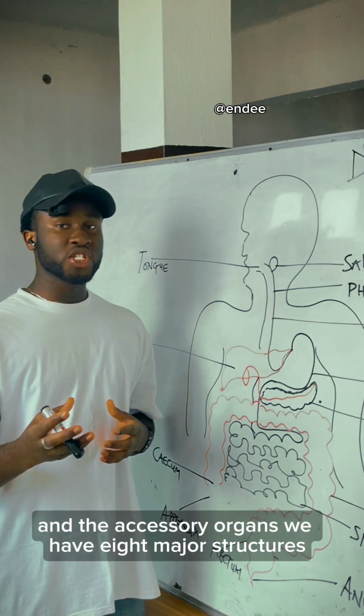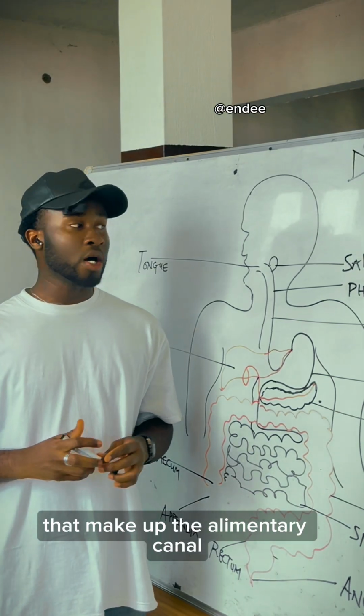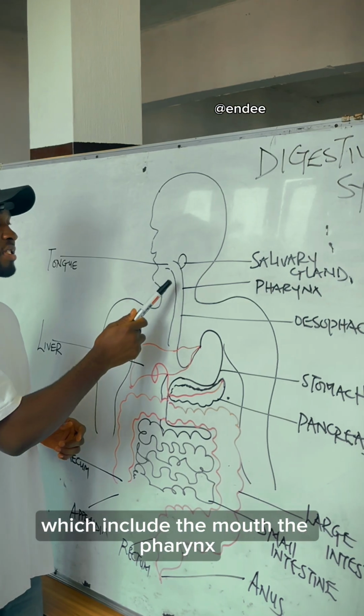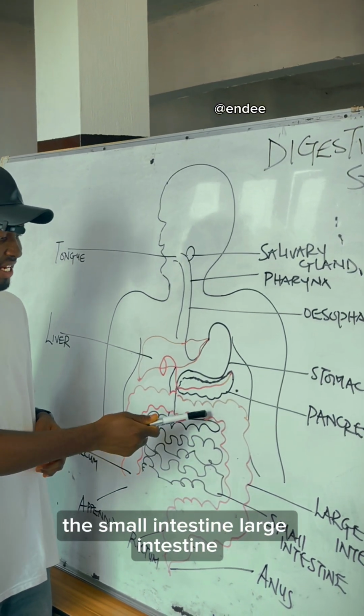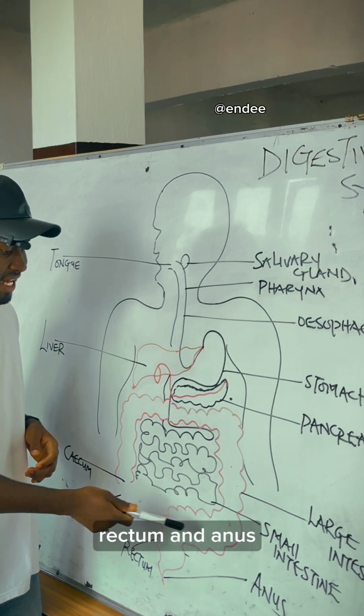We have 8 major structures that make up the alimentary canal, which include the mouth, the pharynx, the esophagus, the stomach, the small intestine, large intestine, rectum, and anus.